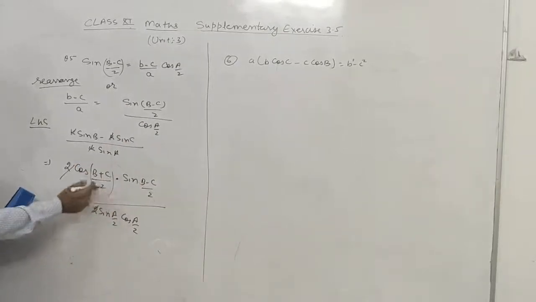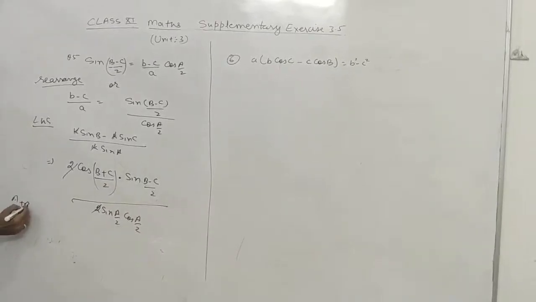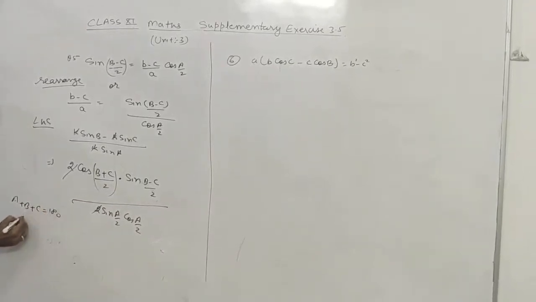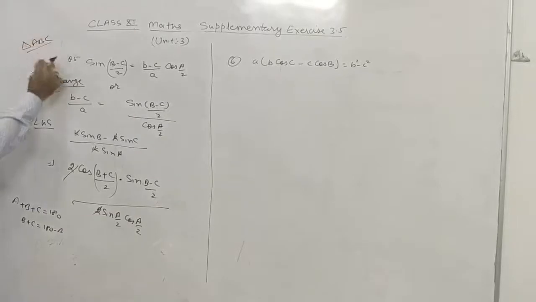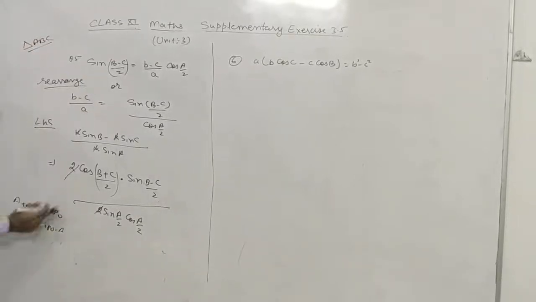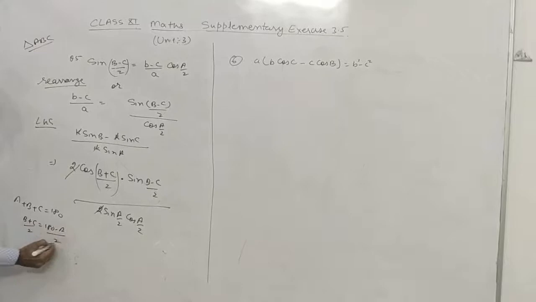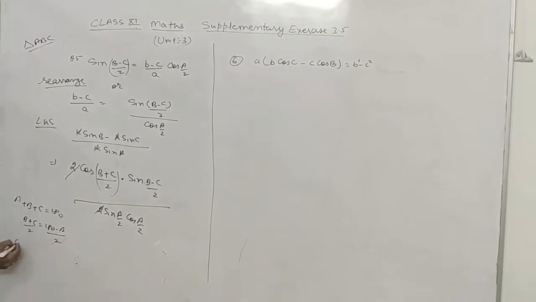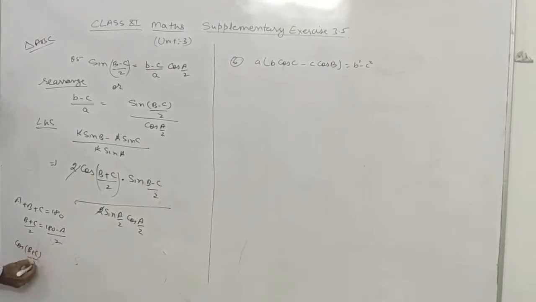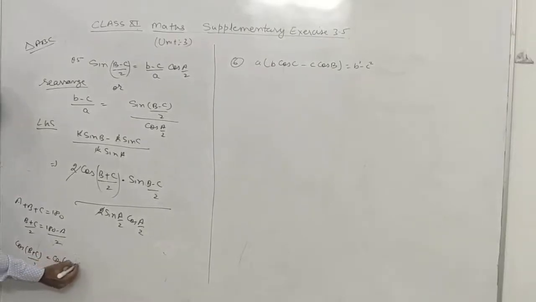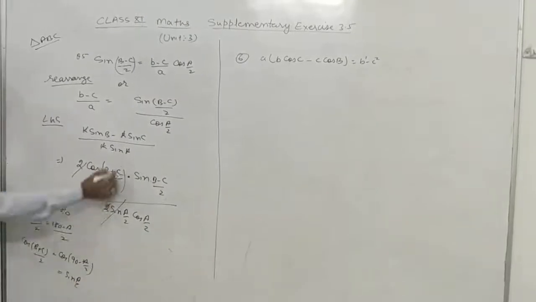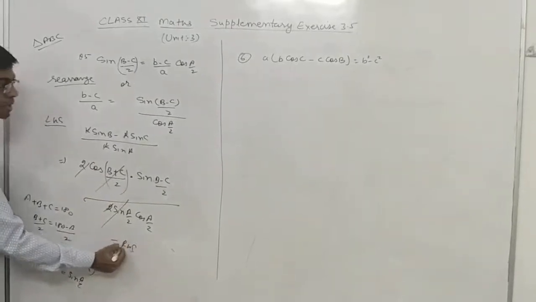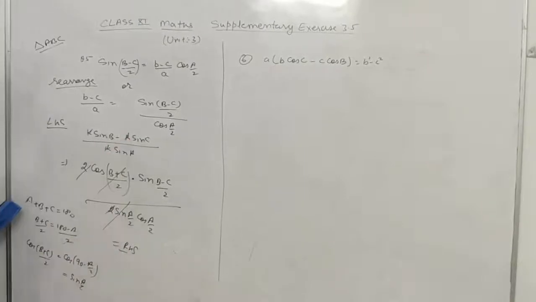This should be cancelled out because we know A plus B plus C is equal to 180, so B plus C is equal to 180 minus A, because for any triangle ABC this is given. So (B plus C)/2 on both sides. Now apply cos. Cos (B plus C)/2 is cos (90 minus A/2), which is equal to sin A/2. So this and this are cancelled out, and it comes the same as the right hand side.